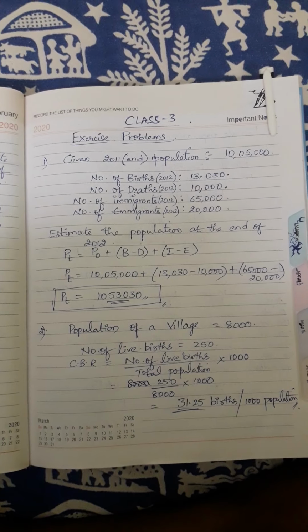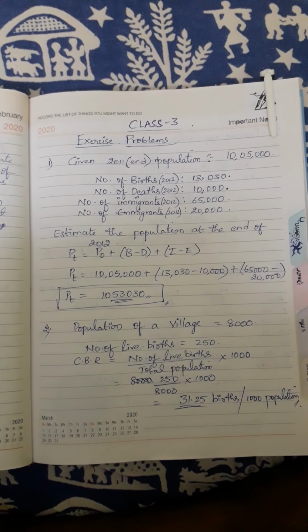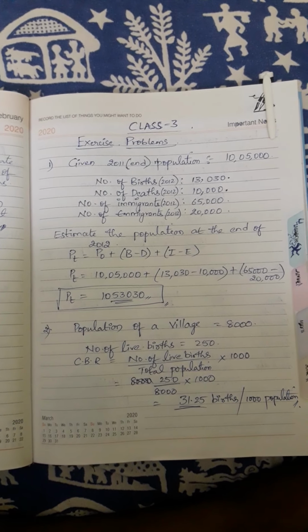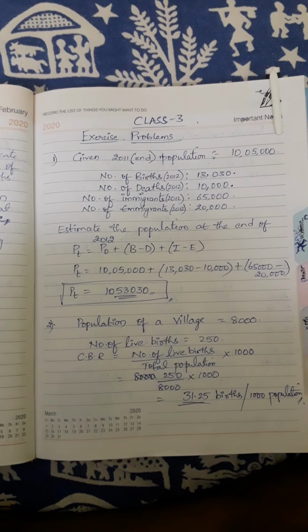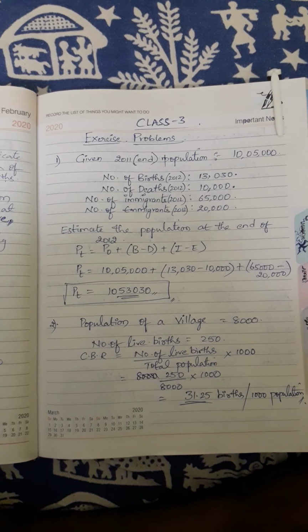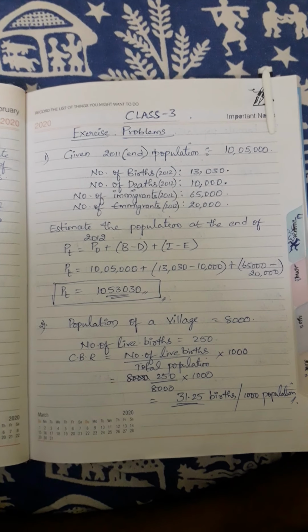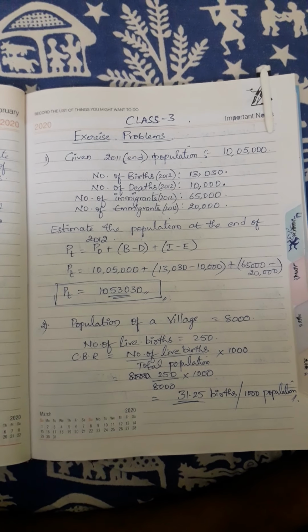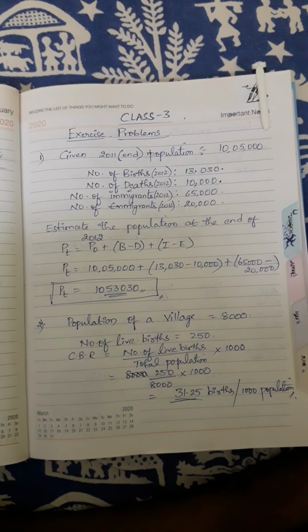Now, 2011 end, you know the population. Then in the entire 2012 year, how many births occurred, how many deaths occurred, and how many immigrants and emigrants. All that information they have given numerically. Problem number 1, exercise question. We just need to estimate what would be the population in that particular town by the end of 2012.